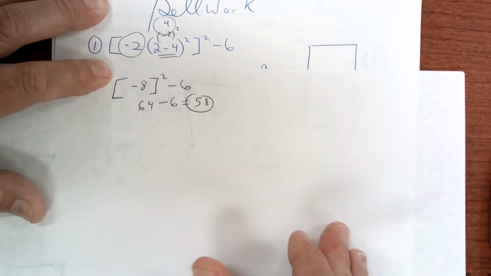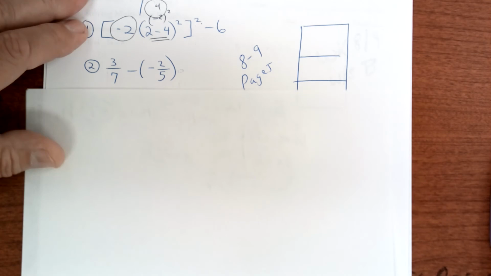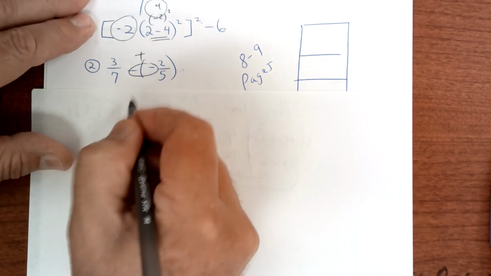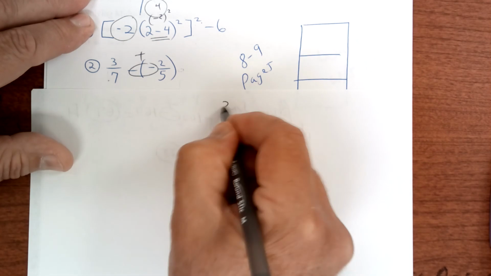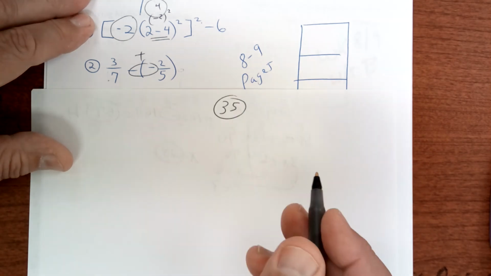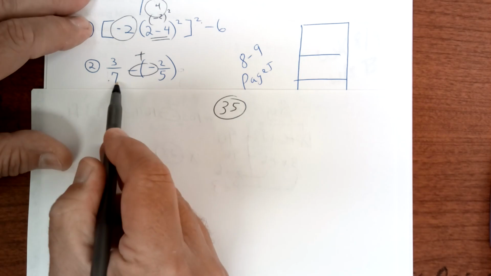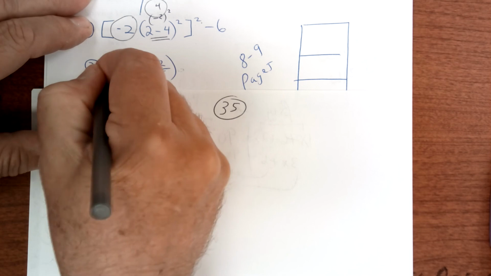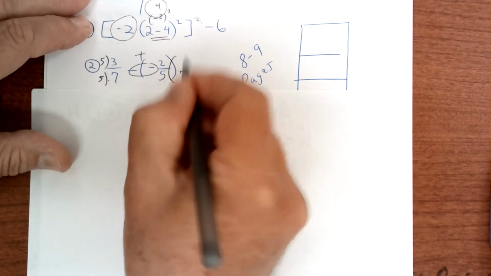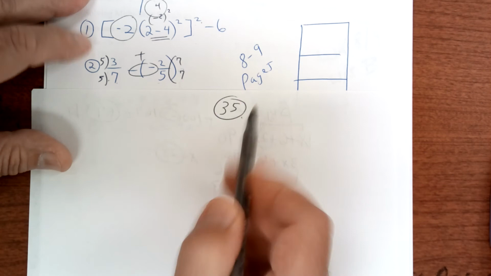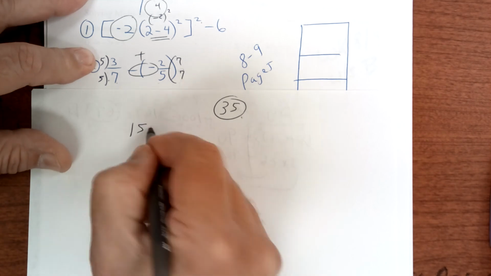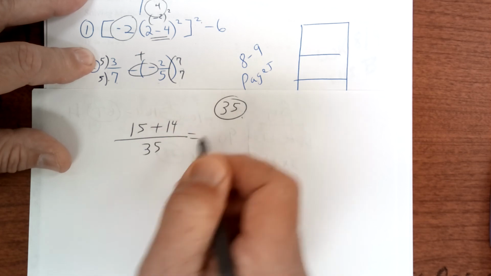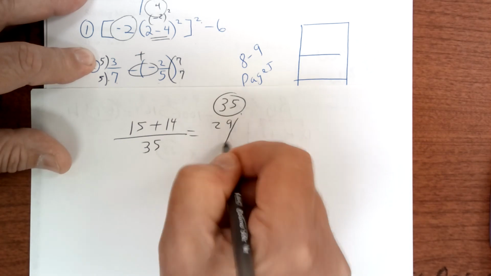All right, let's go on. This one right here, you have a double negative, which becomes a plus. So you're basically adding these two. 7 times 5 is 35. We're going to use that as the least common denominator. We're going to multiply 7 times 5, and we're going to multiply the top one by the same number. Here, we're going to multiply by 7, and when you do, you get 35. So you're going to have 15, 5 times 3, plus 14 over 35. So I'm going to get 29 over 35, and that's your answer.